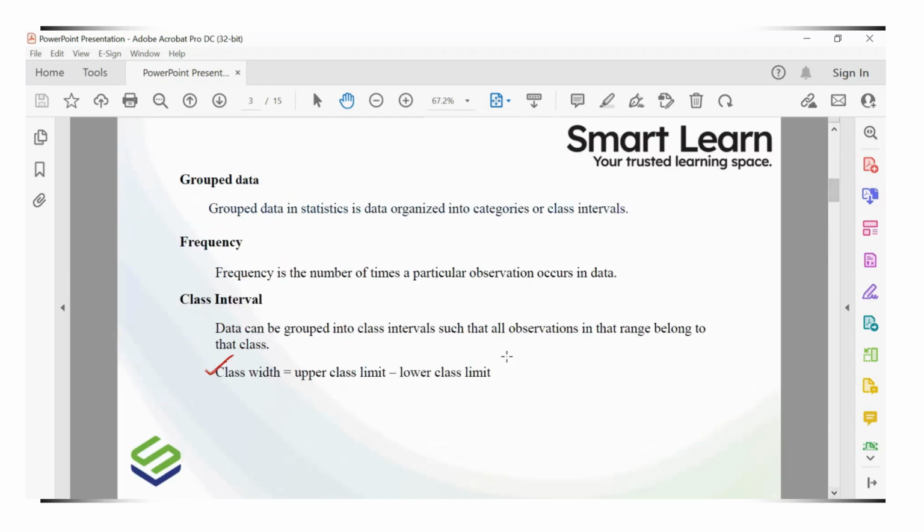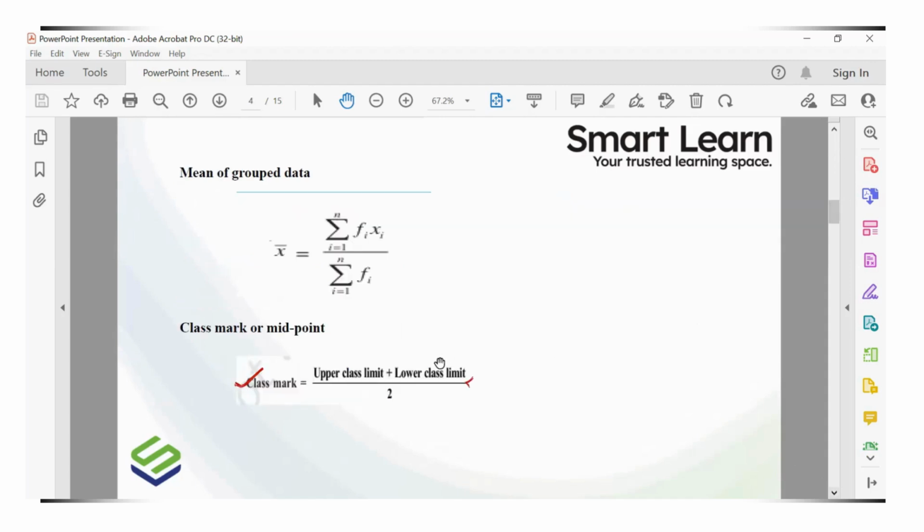Now, grouped data you already studied last day: data organized into categories or class intervals. Frequency is the number of times a particular observation occurs. Class interval, we already know, is like 25 to 30, 30 to 35. That is the class interval. Class width is upper class limit minus lower class limit.